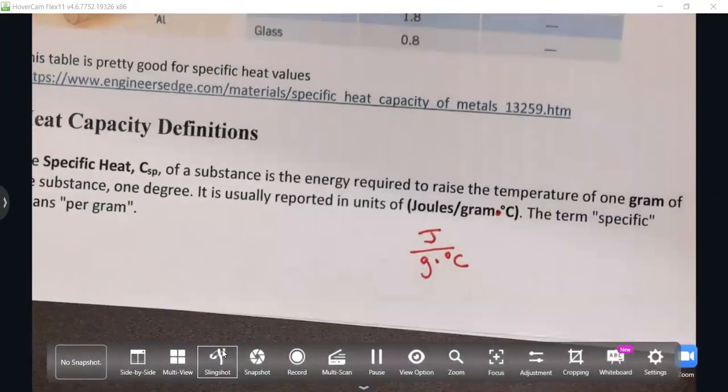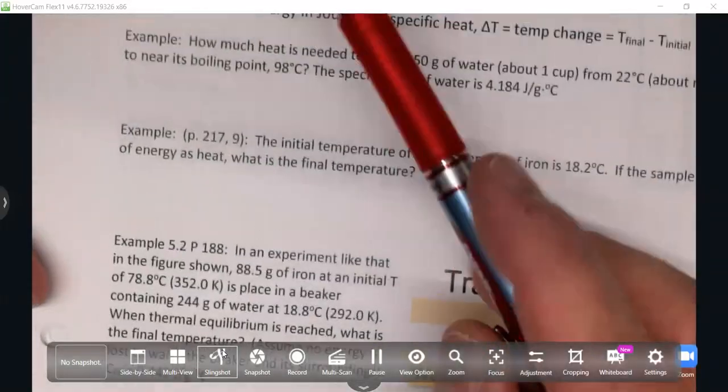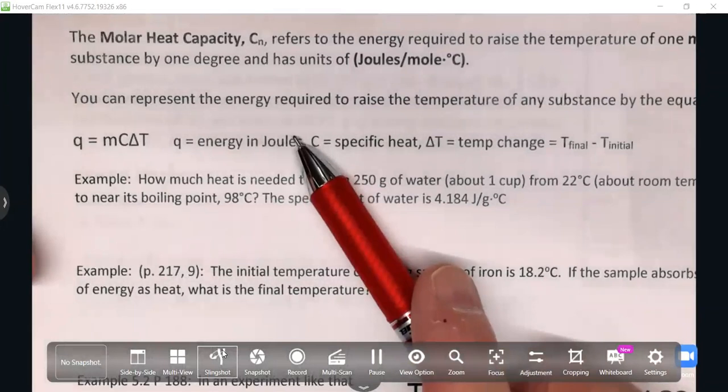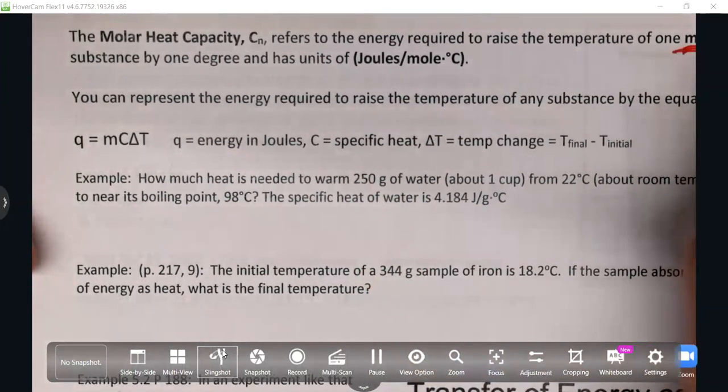Okay, and again, specific heat means per gram. Molar specific heat, I don't think I'll use that much either. But instead of a gram, you have a full mole.